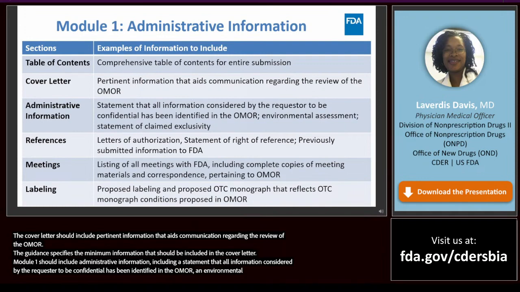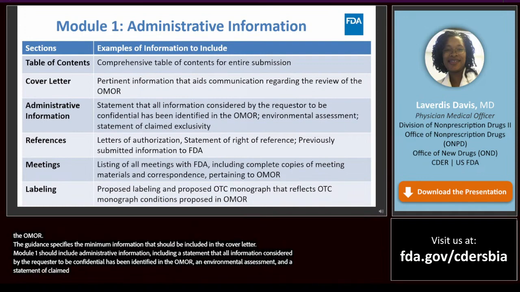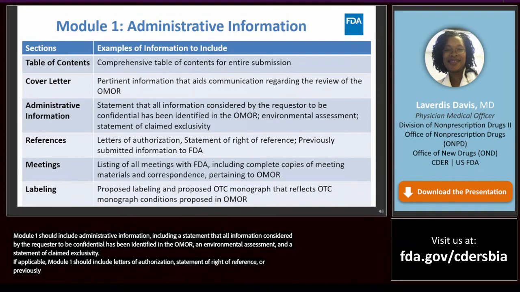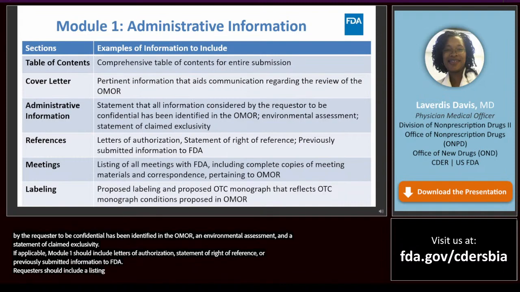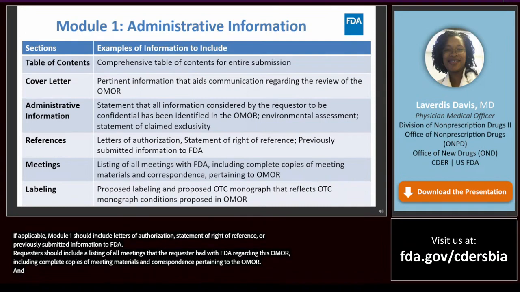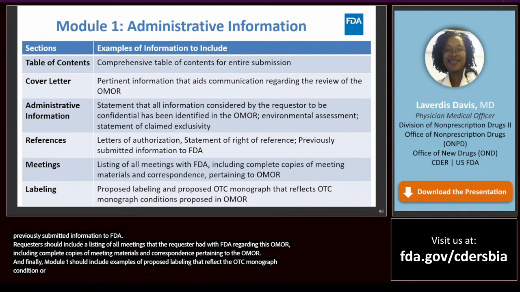If applicable, Module 1 should include letters of authorization, a statement of right of reference, or previously submitted information to FDA. Requesters should include a listing of all meetings that the requester had with FDA regarding this OMOR, including complete copies of meeting materials and correspondence pertaining to the OMOR. And finally, Module 1 should include examples of proposed labeling that reflect the OTC Monograph condition or conditions of use proposed in the OMOR.